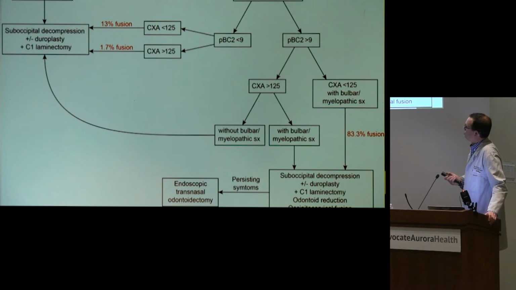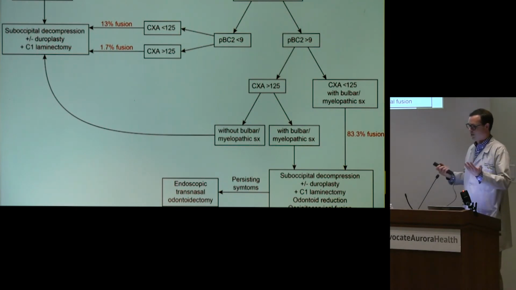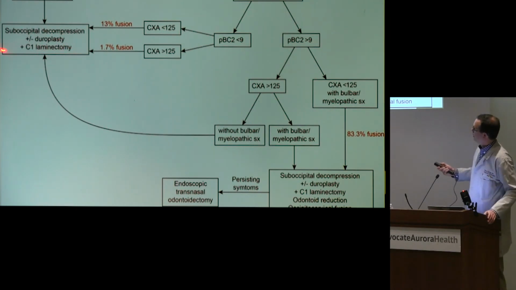The group out of Utah came up with a nice kind of flow chart that you can look at and think about how you're going to make decisions about how to care for these people. Of course, every patient is individual and special, but this is kind of a general outline. So up here, simple Chiari, the standard treatment, suboccipital decompression. The duroplasty is what we talked about, opening the dura or not, and then C1 laminectomy. Okay, so that's the most simple way.